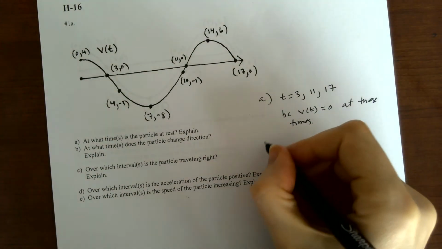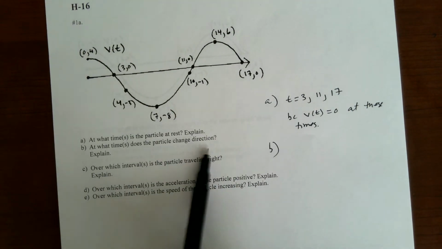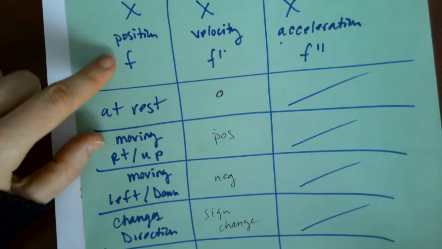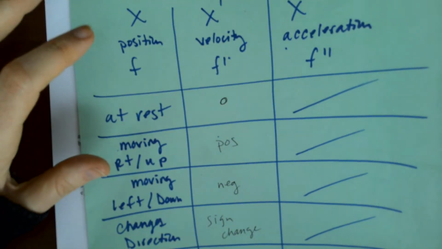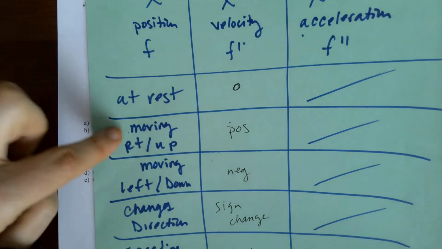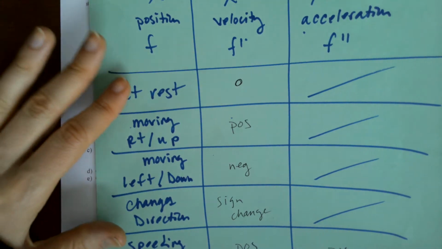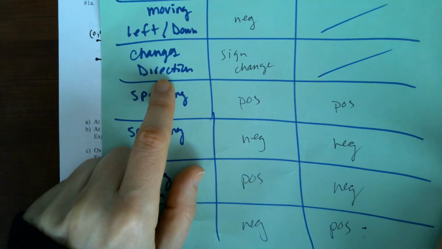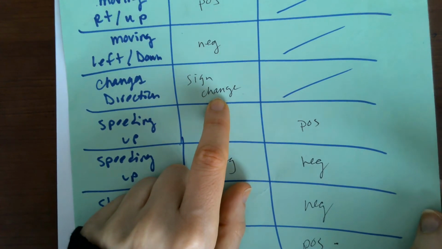All right, now part B. At what time or times does the particle change direction? Explain. Okay. Now, they're asking us questions about the particle. So here's the position of the particle itself, the position function, and it's telling us this stuff about the particle. Okay. So how do we know if the particle changes direction? We're going to see a sign change on velocity.